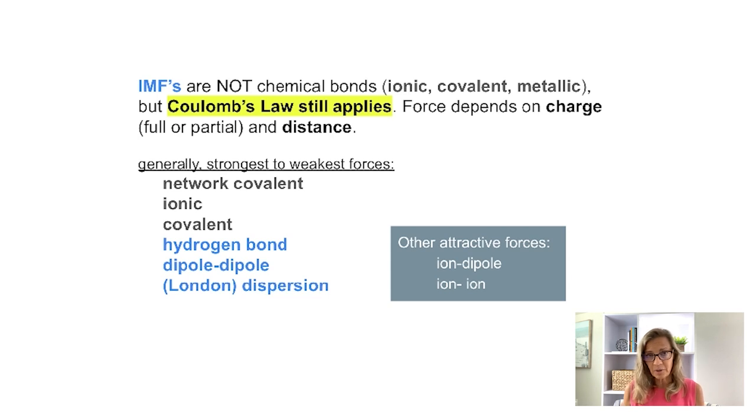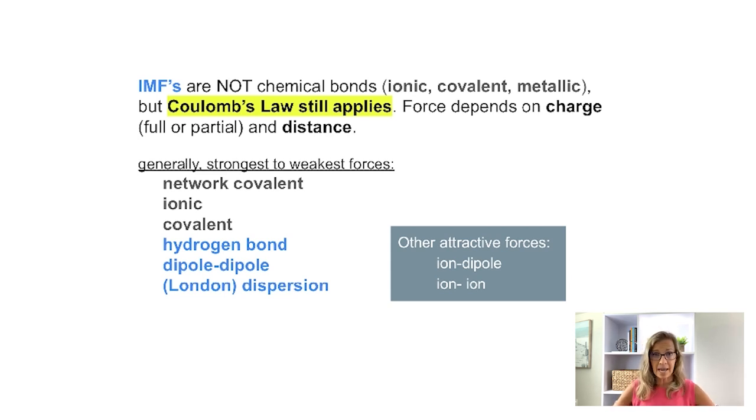Now, generally, I'm going to give you the lineup. What's stronger? Okay, generally, here we go. Strongest to weakest: network covalent is something like a diamond. Okay, we'll get there later. Ionic compounds next, ionic forces. Then covalent bonds. Okay, so we've just dealt with chemical bonds.